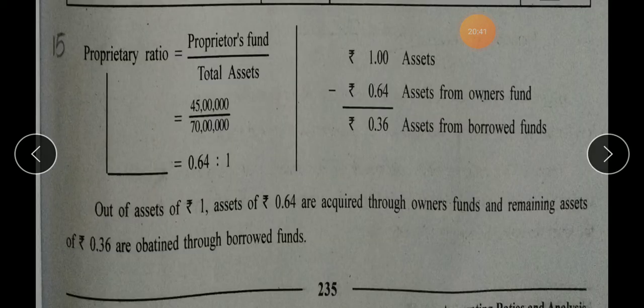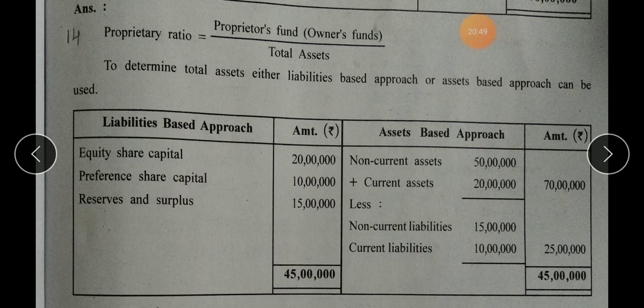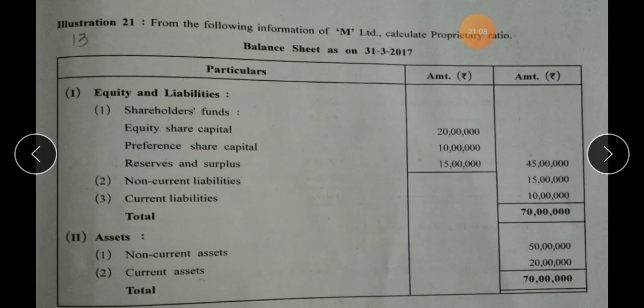So proprietor's fund is 45 lakh. Yes? Here you can see, and also here. Proprietor's fund is nothing but owner's fund itself. And what is the formula for shareholders' fund or owner's fund? It is equity share capital plus preference share capital plus reserves and surplus. So that is given here: equity, preference, reserves and surplus, 45 lakh. So this is shareholders' funds, 45 lakh.